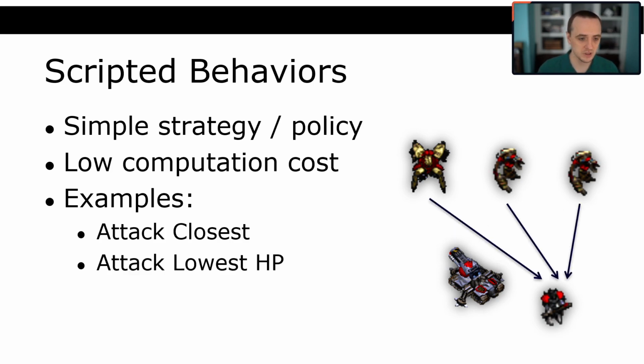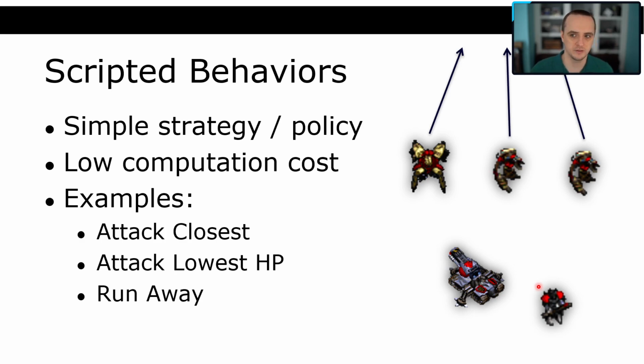Another script could be attack the thing with the lowest hit points. So here, for example, instead of attacking the closest thing, which is the tank, I could say, well, the thing with the lowest hit points is going to die first, so why not attack that first? So I could try and walk past the tank to attack the Marine, but maybe while I'm walking past it, my units get destroyed by the tank, right? So that's why anything other than attack closest is actually quite difficult to implement correctly. Or we could say run away, right?